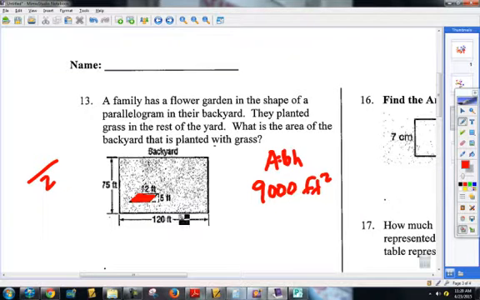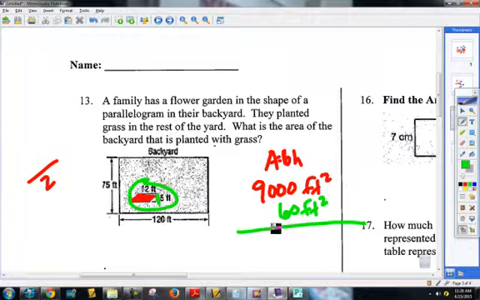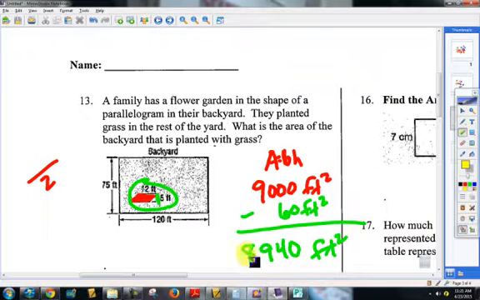Just wait. Okay. Then you had to find the area of where the flower garden was. And you can see that's giving you a base and a height. So obviously the flower garden area is going to be 60 feet squared, right? So obviously I need to subtract them. I'm going to get 8,940 feet squared. So the 2 points are 8,940 and feet squared.